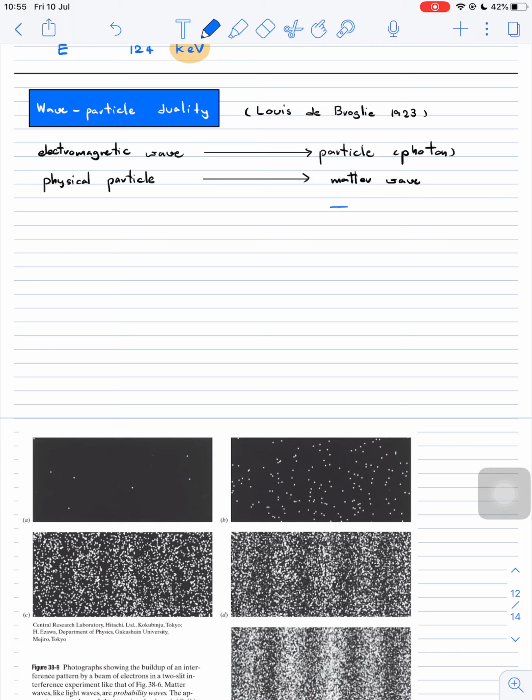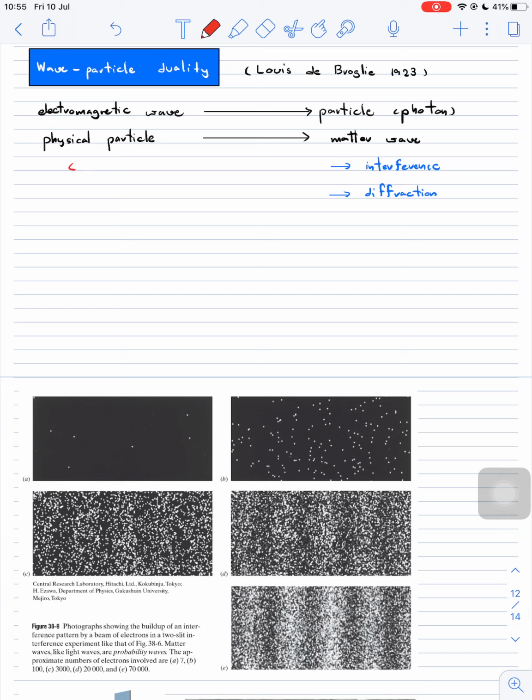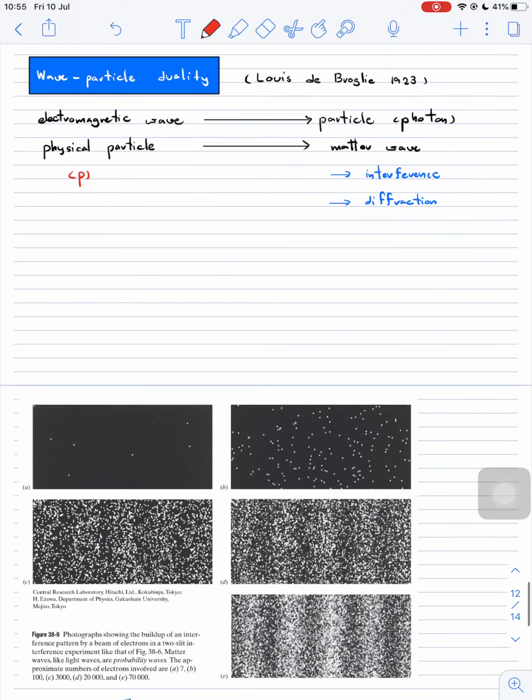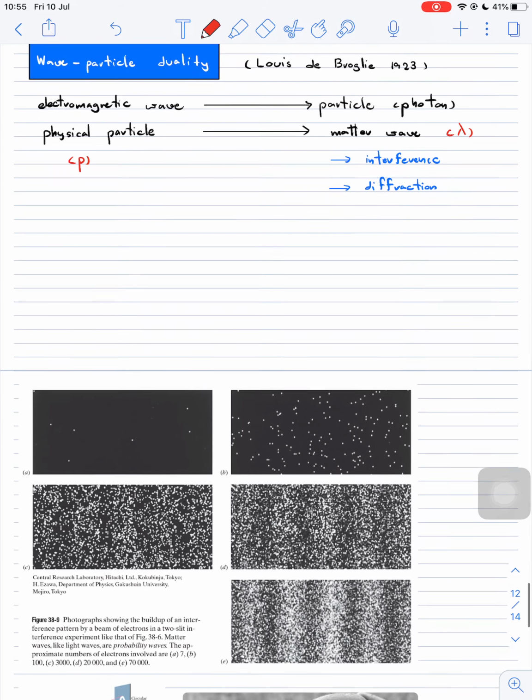For example, it can have interference, and it can have such as diffraction. For example, if the momentum of the physical particle is p, then we can get the wavelength of the matter wave to be lambda.